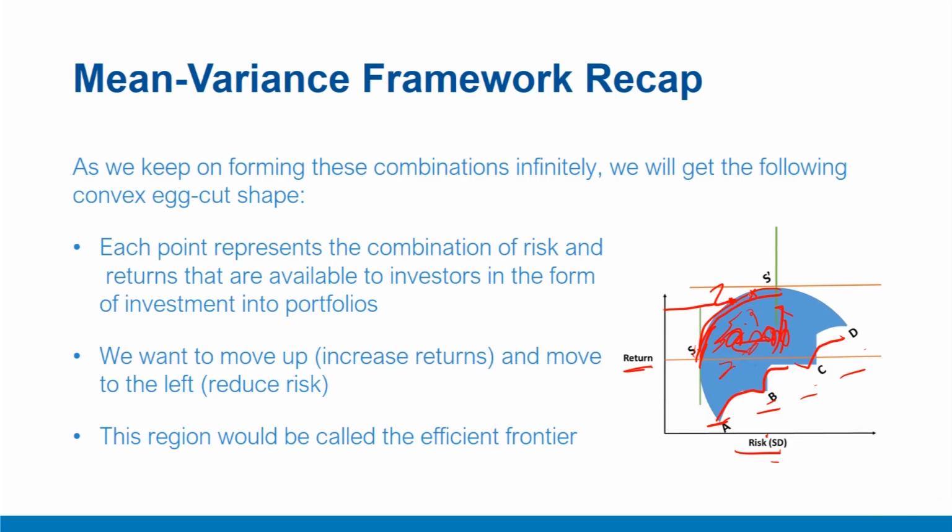In a sense, every point on this surface achieves the best combination of risk and return. That is, no other portfolio for a given amount of risk can offer you higher return, or for a given amount of return can offer you a lower risk, and therefore this is called the efficient frontier given this property of portfolios lying on this surface.